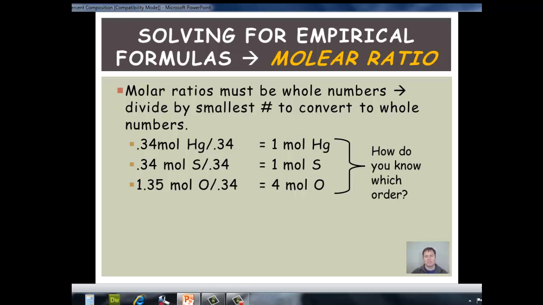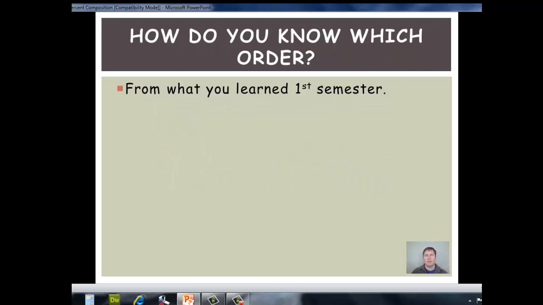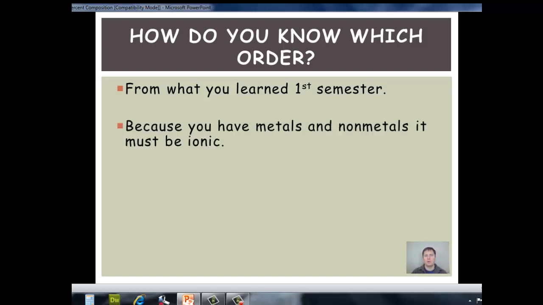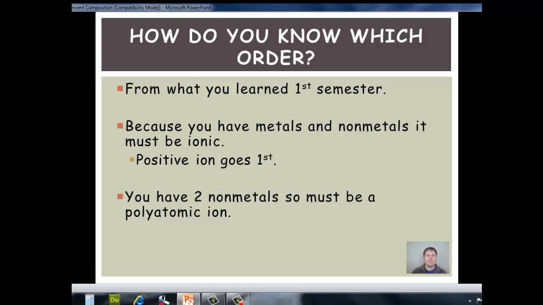But here's the question: which order do these go in? Is it mercury first? Is it sulfur? Is it oxygen? Well, we have to go back to what we talked about first semester. Okay. Well, we got 3 substances. Okay, there's no carbon in them, so it must be a polyatomic ion. So that means positive plus negative. Well, we know our positive one is mercury. Okay. So positive goes first, the mercury. And then you have 2 nonmetals, so they must somehow come together to form a polyatomic. There is 1 sulfur, 4 oxygen. Look at your poly sheet.